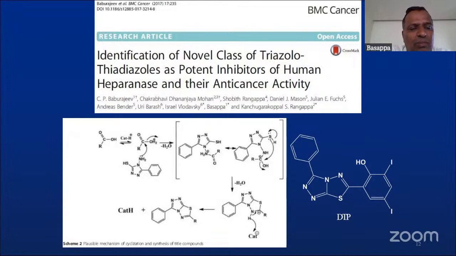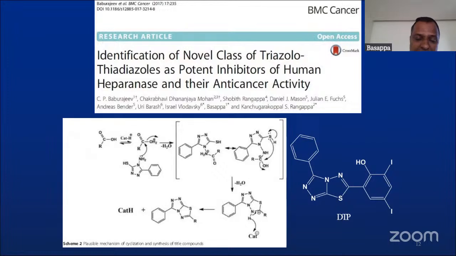My student C. P. Baburaju started to work on this type of molecule, a triazole thiadiazole molecule which has a phenolic group or iodo group. At first, he used phenolic functionality. In this case, we came up with a report where we identified a novel class of triazole thiadiazoles as potent inhibitors of human heparanase.